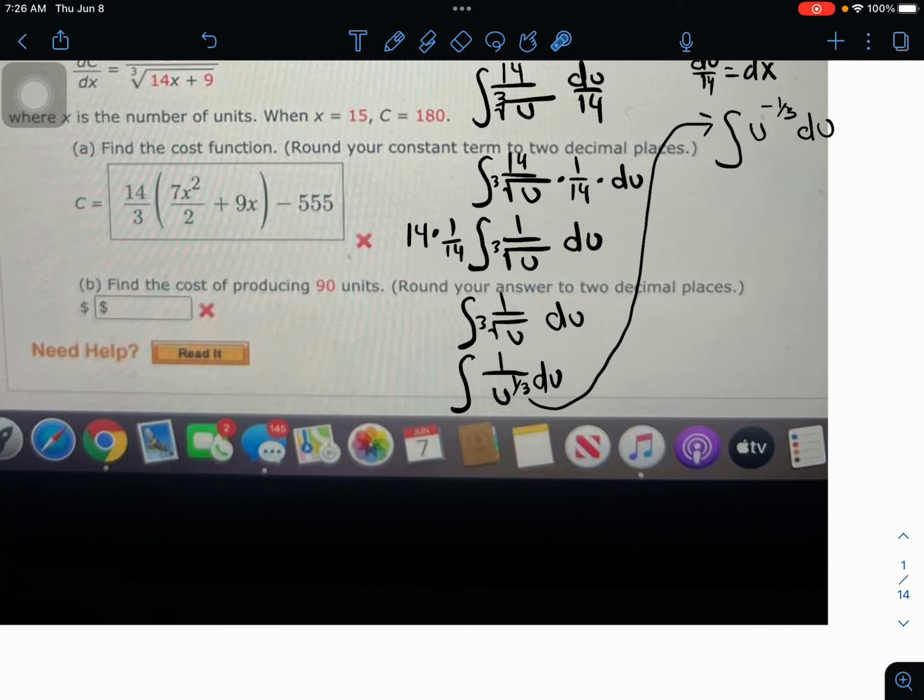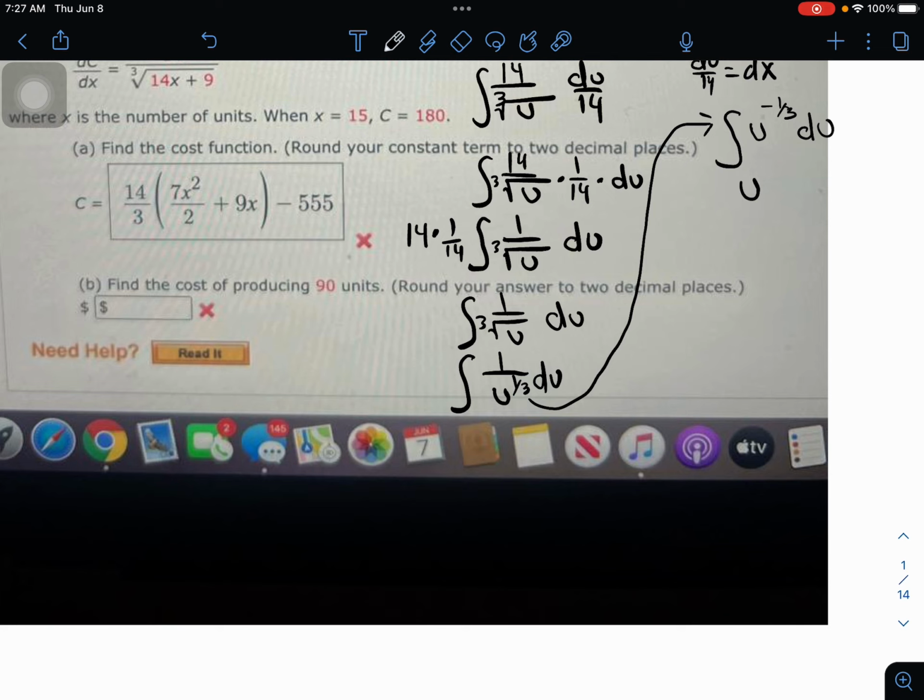Because when you're doing integration, the power property is the easiest thing to use. The way the power property works, if you remember, is you take your exponent and you add 1 to it. So I'm going to go negative 1/3 plus 1. I'm going to start taking the integral and add a 1 to my exponent. You always do that when you're doing the power property: you always add 1 to your power.